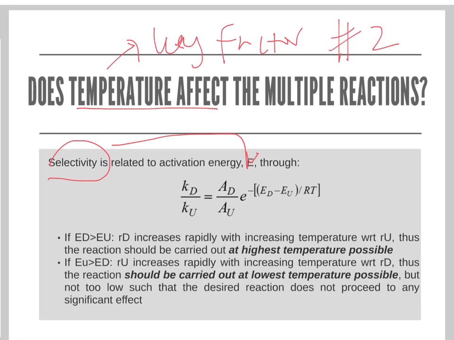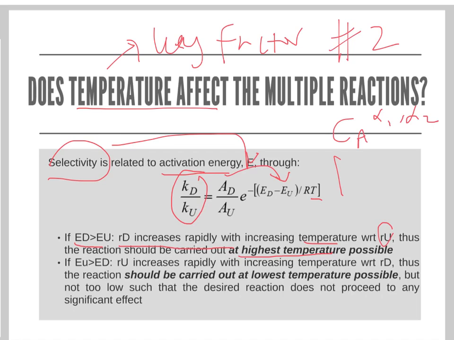Why is that? Because selectivity is related to activation energy through this. Just now we were dealing with concentration, alpha 1 and alpha 2. But in this case, KD and KU are also related to the activation energy, as well as temperature. So if the desired activation energy is bigger than the undesired, what does it mean? It means RD increases rapidly with increasing temperature with respect to RU. Thus, the reaction should be carried out at the highest temperature possible.